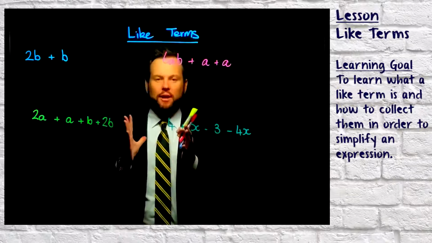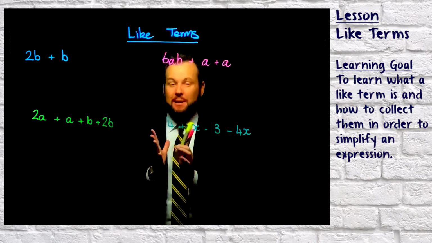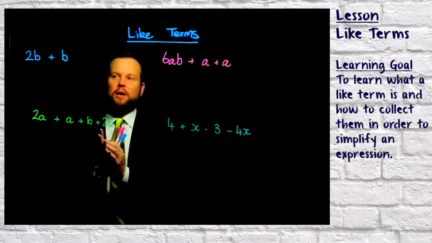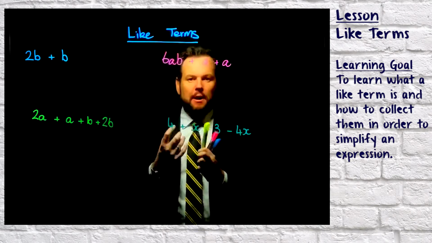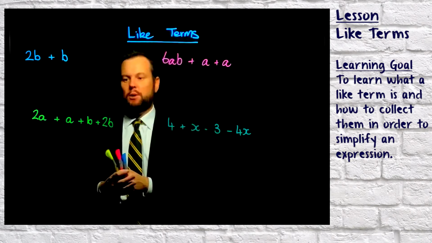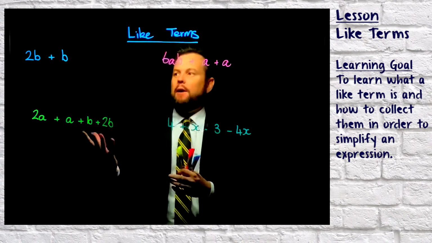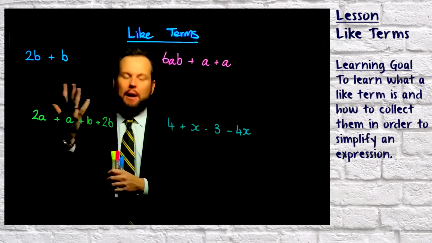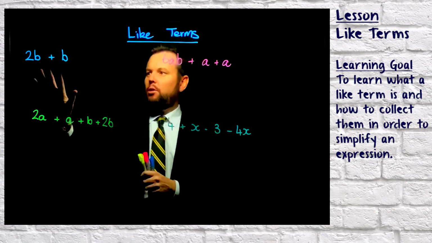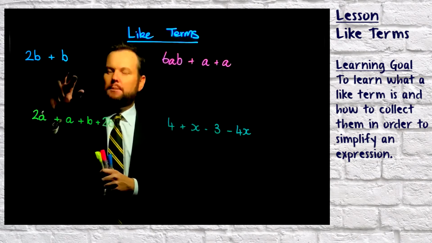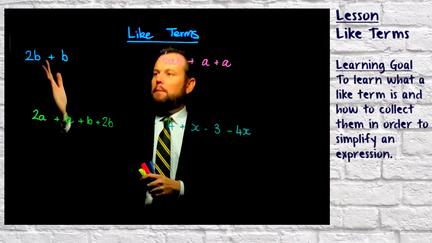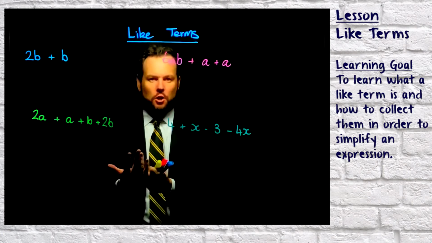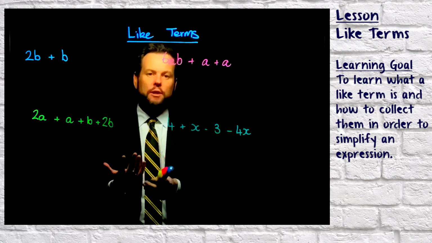Okay guys, we're looking at like terms today, and in particular we're going to collect like terms. So the first thing is being able to identify like terms that we need to talk about. And when we have an expression like these four expressions that I have here, some of them have like terms in them. So if I have a look up here, I've got 2b plus b, okay? So b and b are like terms, okay? That means that they equal the same thing.